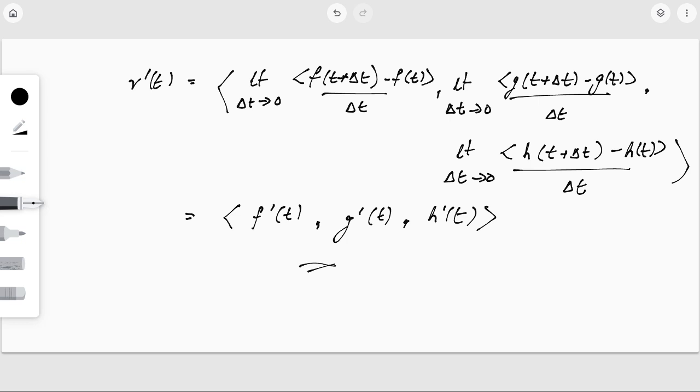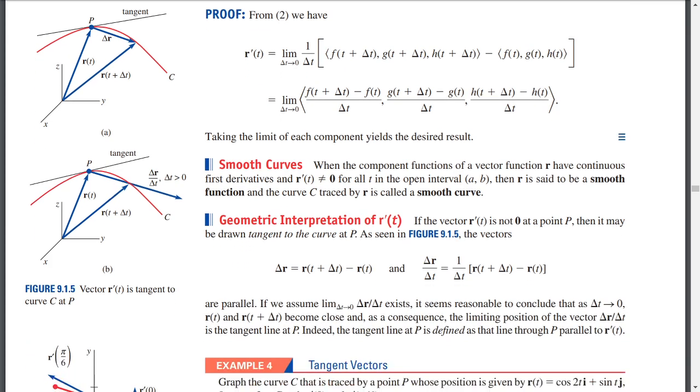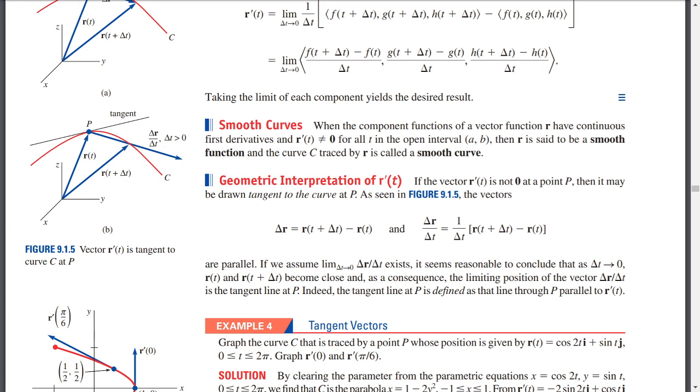So the proof is very simple. We have shown that the derivative of a vector is the derivative of each of its components. Now next we'll move on to the definition of smooth curves.